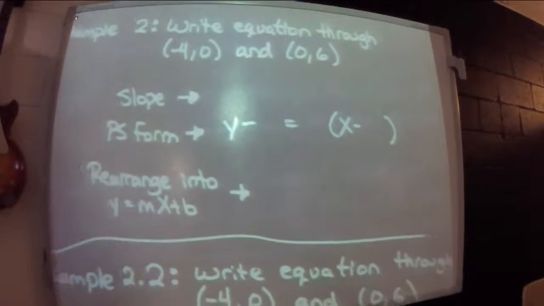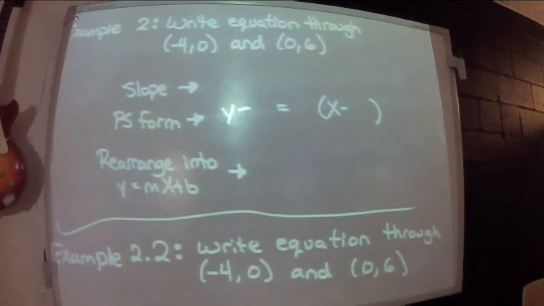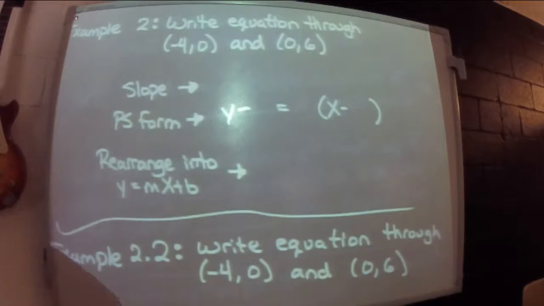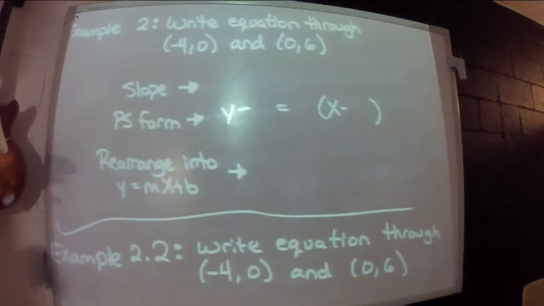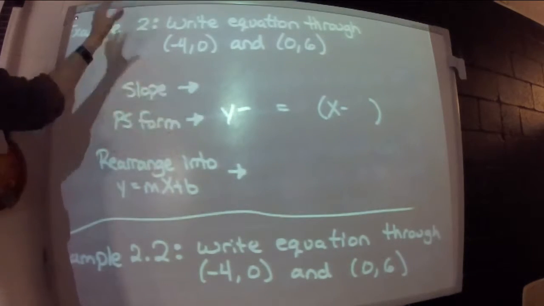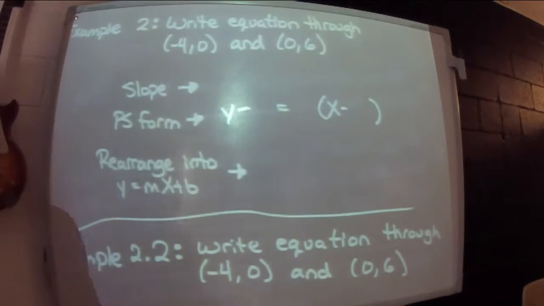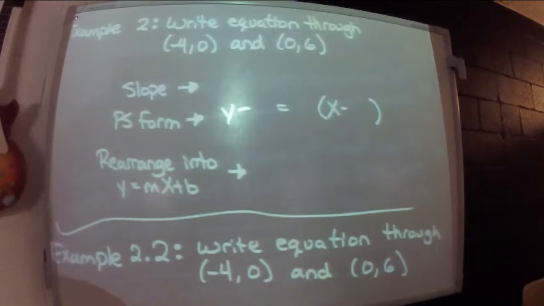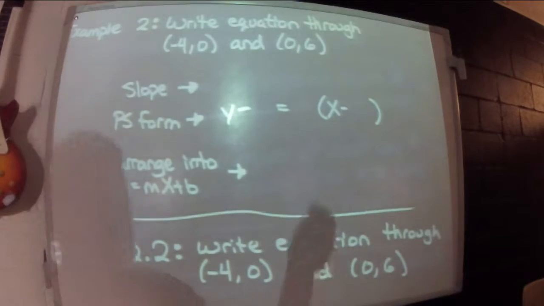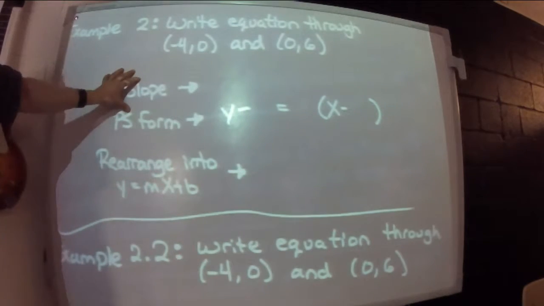Okay, here we go. Write the equation through these 2 points. Example 2 and example 2.2. They're the same problem. We're going to do it 2 different ways. First off, write the equation through 2 points. If they tell you to write the equation through 2 points, why are they being nasty? Because they didn't give you something. What did they not give you? Slope. That's nasty. How dare them? Use your brain and let's get it real quick.